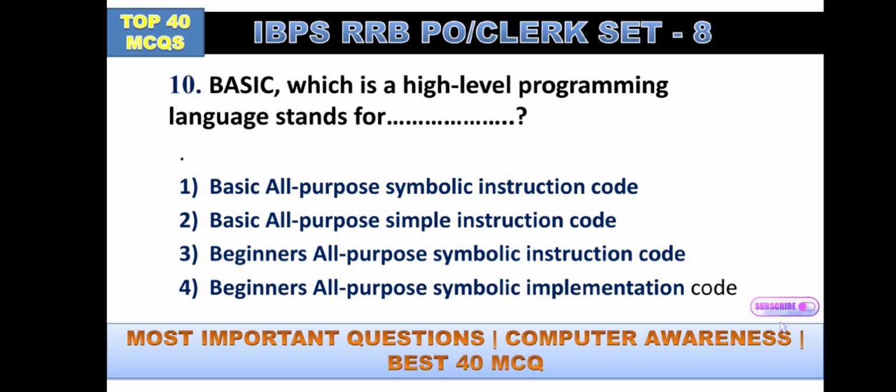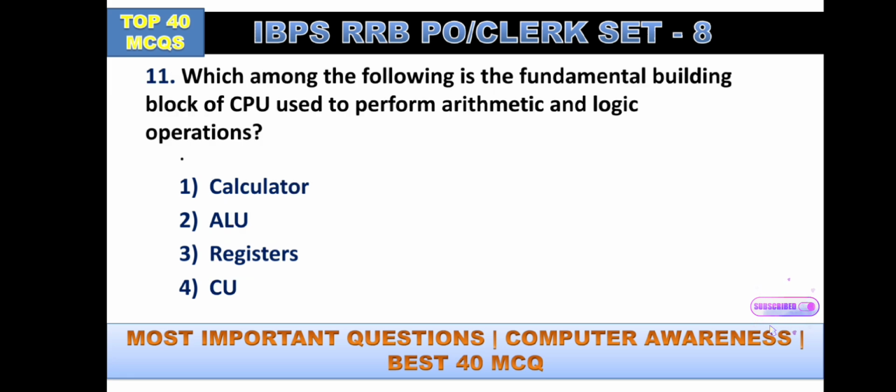See, question number 10, basic, which is a high level programming language, stands for which one? See, so basic stands for beginner all purpose symbolic instruction code. Option number 3. Okay, beginner all purpose symbolic instruction code. Question number 11, see, which among the following is the fundamental building block of CPU used to perform arithmetic and logic operations? So very easy, it is ALU, arithmetic logic unit.